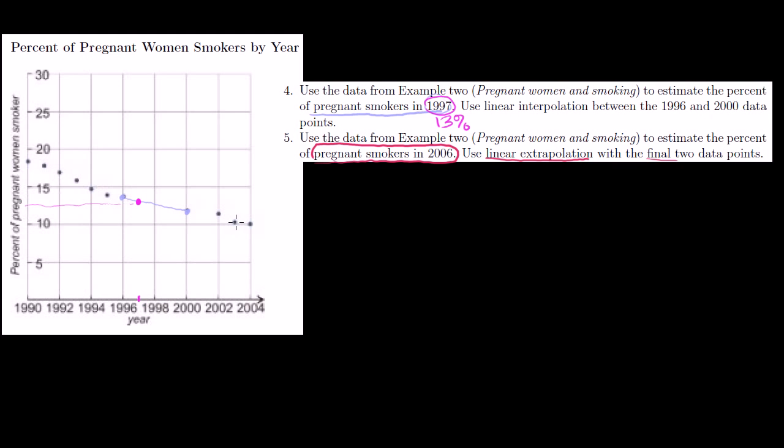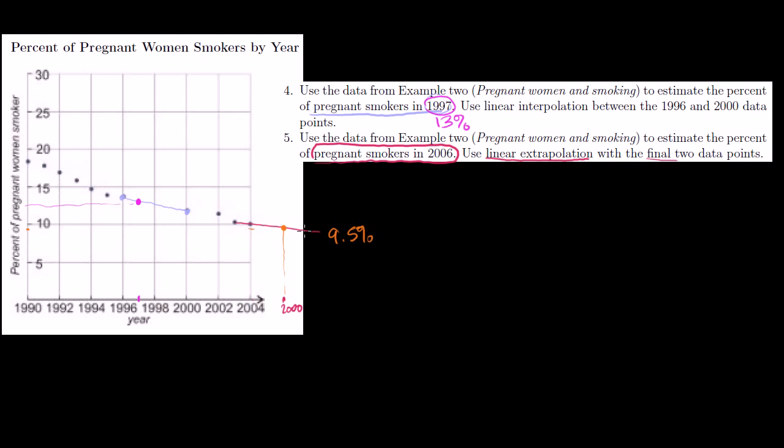If you were to just continue this line between the final two data points, it might look something like that. If you had 2006 out here, these are going up by 2, so 2004, 2006. We extrapolate this line. The percentage of women smoking looks a little bit under 10%, so maybe 9.5%. Once again, it's just an estimate, but we're assuming the trend of the last two data points continues.